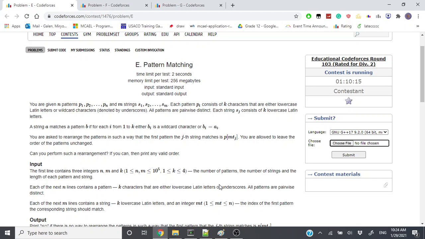A string A matches a pattern B if it fits. Either it's a wildcard or it works. You're asked to rearrange the patterns in such a way that the first pattern the jth string matches is p_mtj. You are allowed to leave the order of the patterns unchanged. Can you perform such a rearrangement? If you can, then print any valid order.